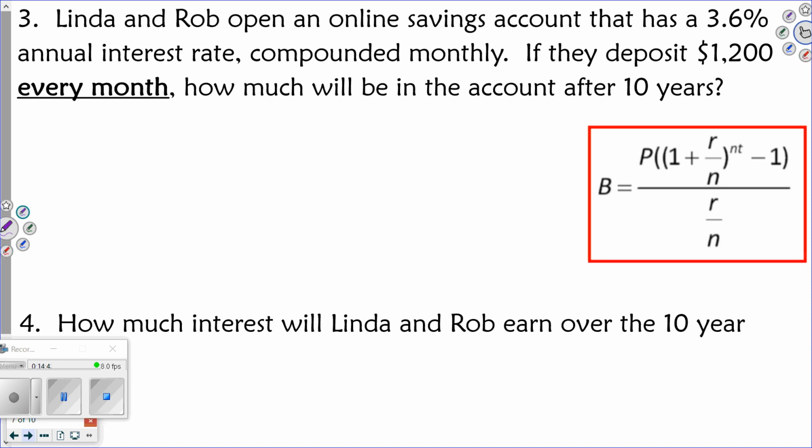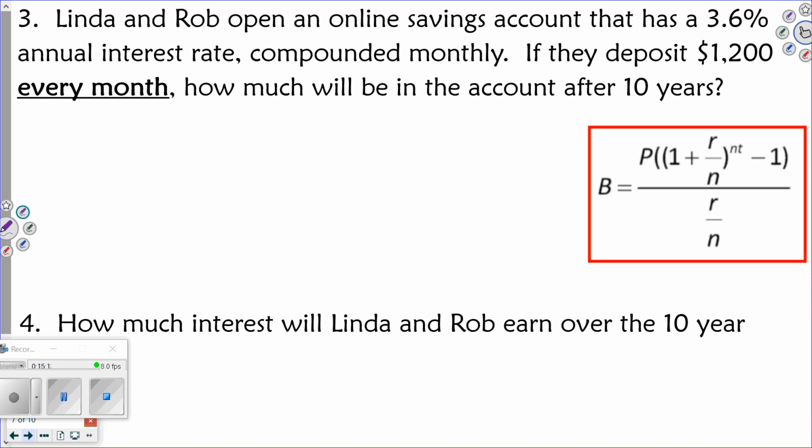Again, I need you to be able to read a question and recognize which formula, because tonight's homework has the compound interest formula that we did on the review and the new one that I'm teaching you right now. So you need to recognize, are they making just one initial deposit and that's it? Or are they putting that much in continuously? Do they keep putting money in? Okay, so this one, they're putting it in every month. They're putting in $1,200. So we're going to need to use the fancy formula.